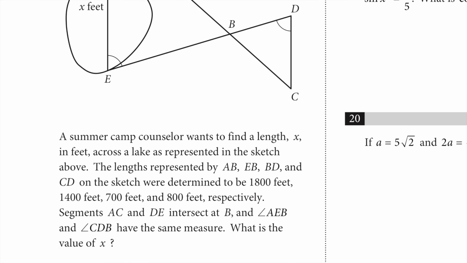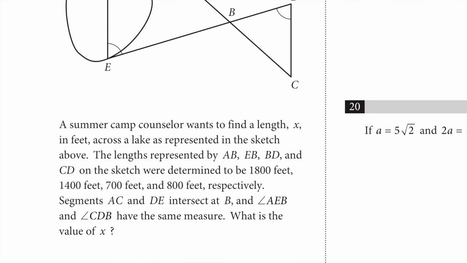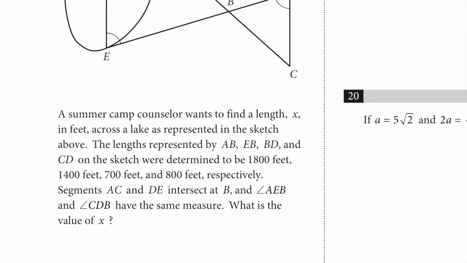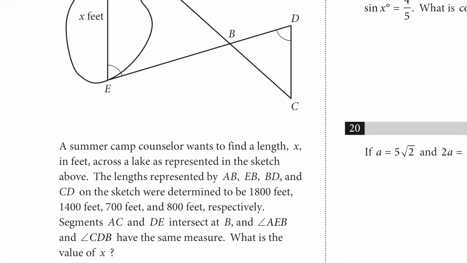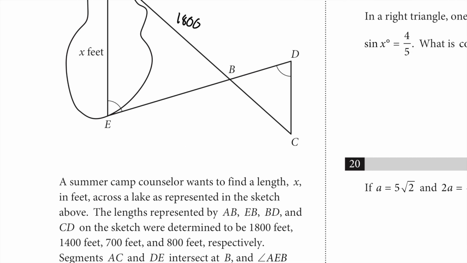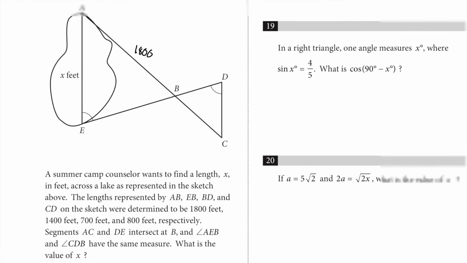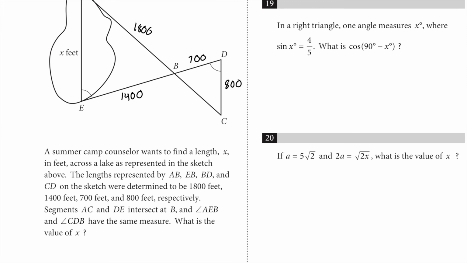Next up is 17. A summer camp counselor wants to find a length x in feet across a lake as represented in the sketch above. The lengths represented by AB, EB, BD, and CD on the sketch were determined to be 1,800 feet. So let's write that into the diagram given. EB is 1,400 feet. BD is 700 feet. And DC, or CD, is 800 feet. Segments AC and DE intersect, and we're told that this angle and this angle are the same. What is the value of x?